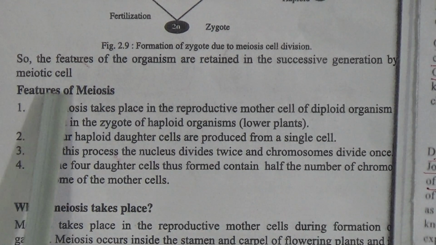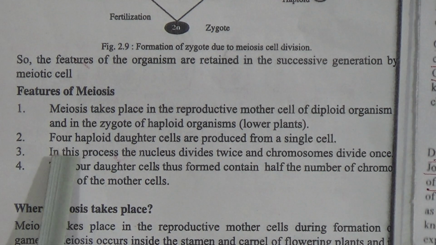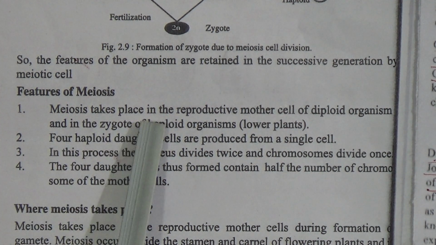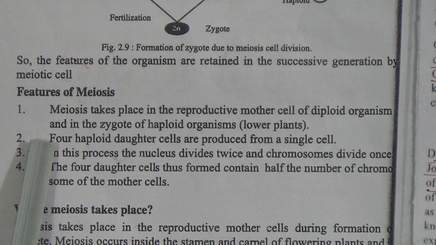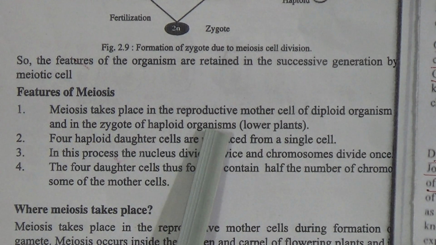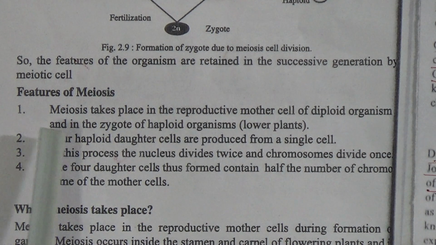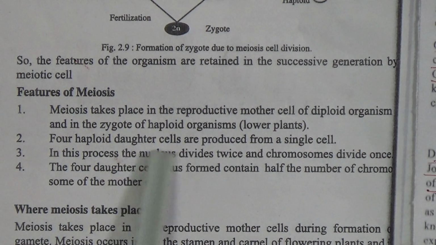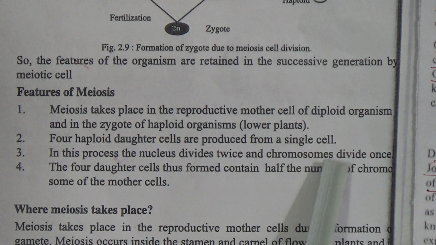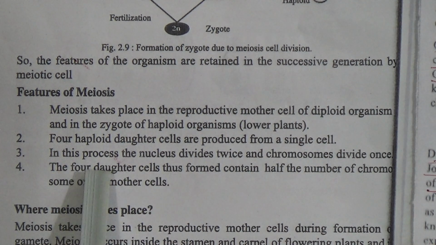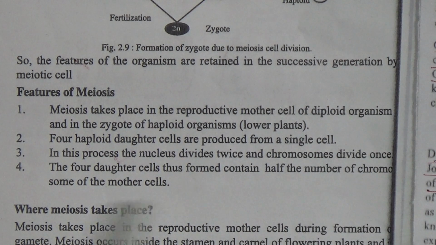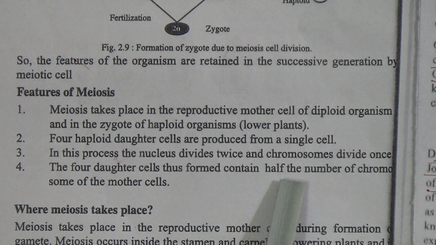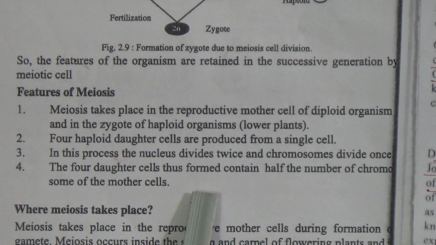Now we will discuss the features of meiosis cell division. Number 1, meiosis takes place in the reproductive mother cell of diploid organisms and in the zygote of haploid organisms in lower plants. Number 2, 4 haploid daughter cells are produced from a single cell. Number 3, in this process the nucleus divides twice and the chromosome divides once. Number 4, the 4 daughter cells thus formed contain half of the number of chromosomes of the mother cell.